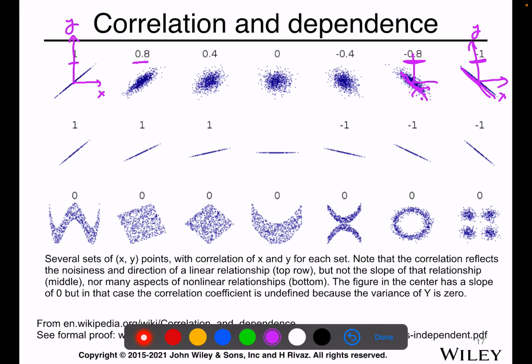And in the middle case, there's no correlation. x and y change randomly, right? So this case, in fact, is a case where x and y are independent from each other. So in this case, they are independent. Okay?